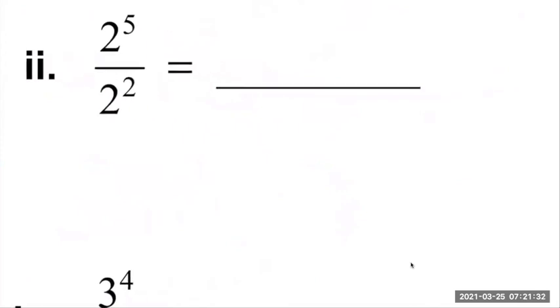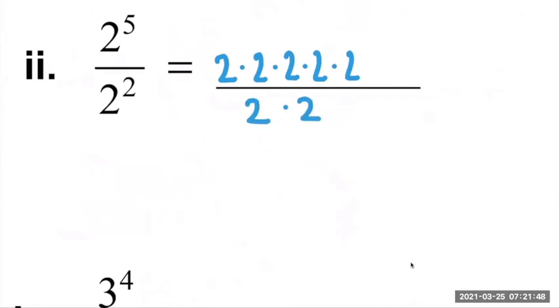Now I have 2 to the 5th power over 2 to the 2nd power. So again, we have two ways we can do this. We have 2 times 2 times 2 times 2 times 2 over 2 times 2. So I'm going to multiply to start. 2 times 2 is 4, 4 times 2 is 8, 8 times 2 is 16, and 16 times 2 is 32. And then it's all over 2 times 2, which is 4, and that gives me 8.